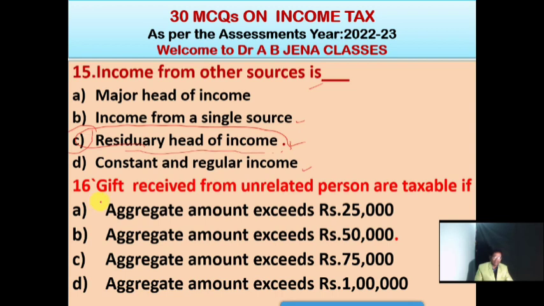Then next MCQ, gifts received from unrelated persons are taxable if: option A, aggregate amount exceeds 25,000 rupees; B, aggregate amount exceeds 50,000 rupees; C, aggregate amount exceeds 75,000; D, aggregate amount exceeds 1 lakh. So the right option is B. Gifts received from unrelated persons are taxable if the aggregate amount exceeds rupees 50,000.